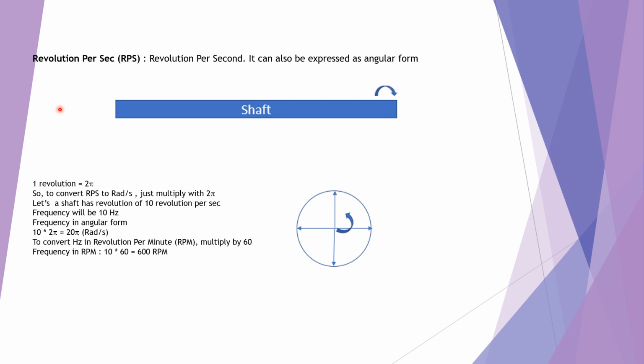Revolution per second is also expressed in angular form. One revolution is 2 pi. So to convert revolution per second to radian per second, just multiply by 2 pi. Let's say a shaft has 10 revolutions per second. So the frequency will be 10 hertz. In angular form, it is 10 into 2 pi, that is 20 pi radian per second. To convert hertz to revolutions per minute, RPM, multiply by 60. So frequency in RPM will be 10 into 60, that is 600 RPM. So to convert revolution per second to radian, you have to multiply by 2 pi. Also, to convert RPS into revolution per minute, just multiply by 60.